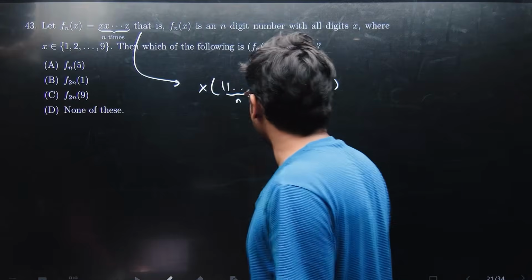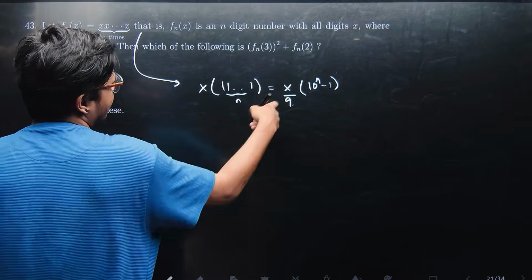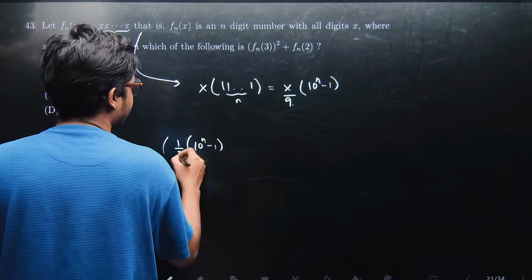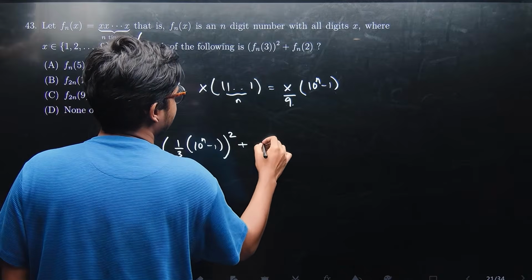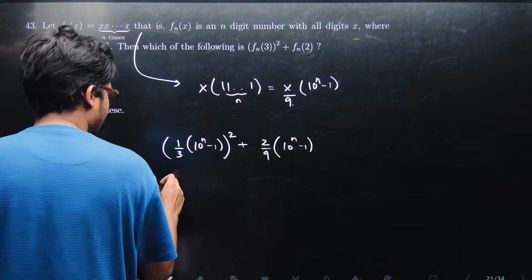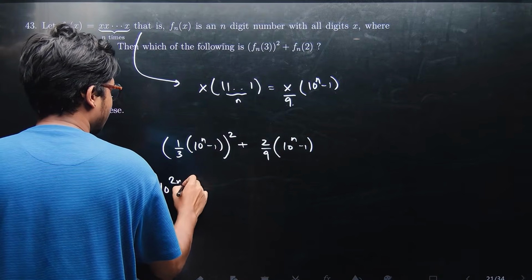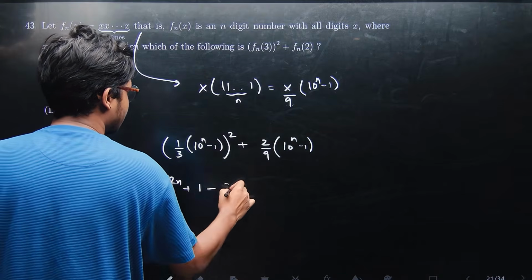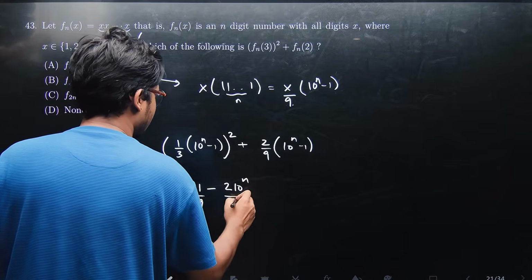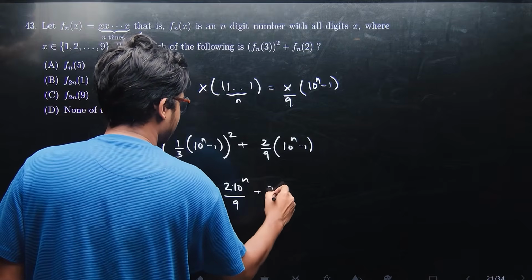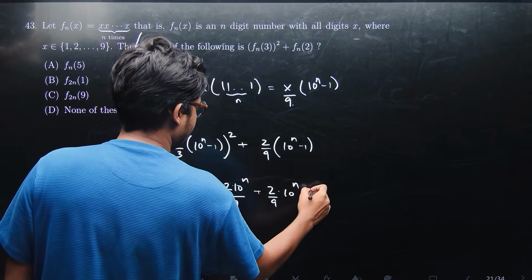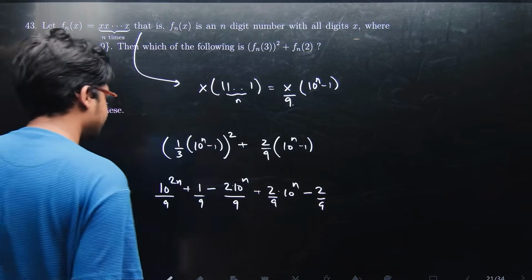So if I look at these two individual things, you put x equal to 3, so that becomes 1 by 3, 10 to the power n minus 1 whole squared plus 2 by 9 times 10 to the power n minus 1. So this will turn out to be what? 1 by 9, so 10 power 2n plus 1 minus 2 times 10 to the power n divided by 9, plus 2 by 9 times 10 to the power n minus 2 by 9.